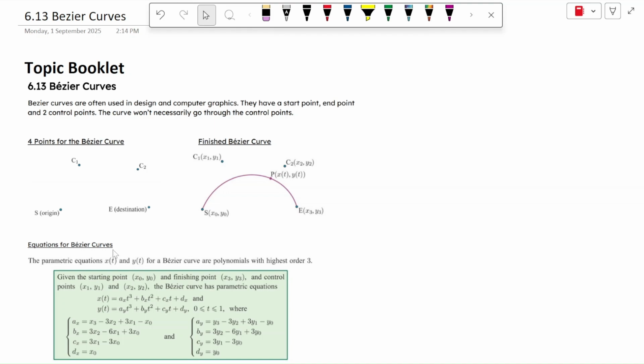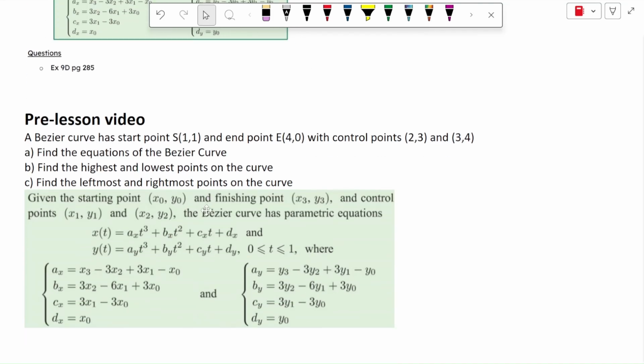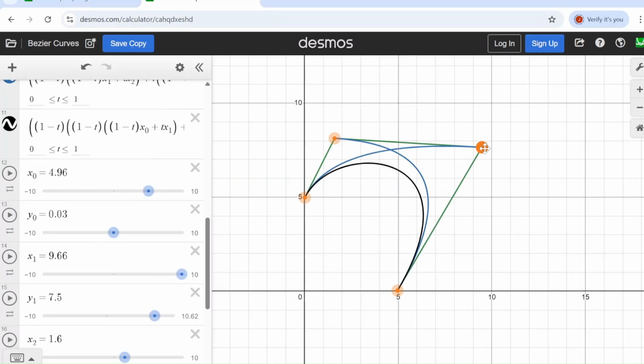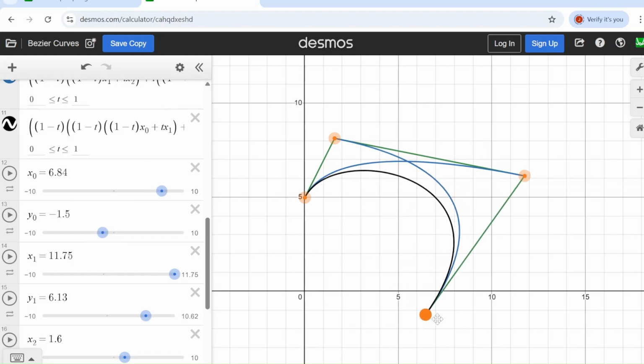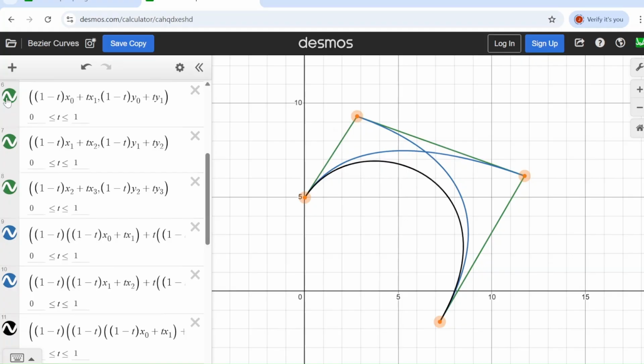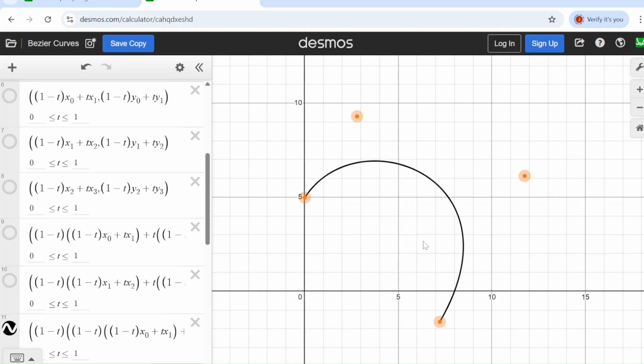All right, we're looking at Bezier curves in this video. Now, Bezier curves traditionally have been used for computer graphics. That's because they're sort of curvy curves and you can drag around these 4 points in orange. Now, this curve looks super complicated, but Desmos really likes to draw a whole bunch of extra lines that you don't need. The actual curve is this.